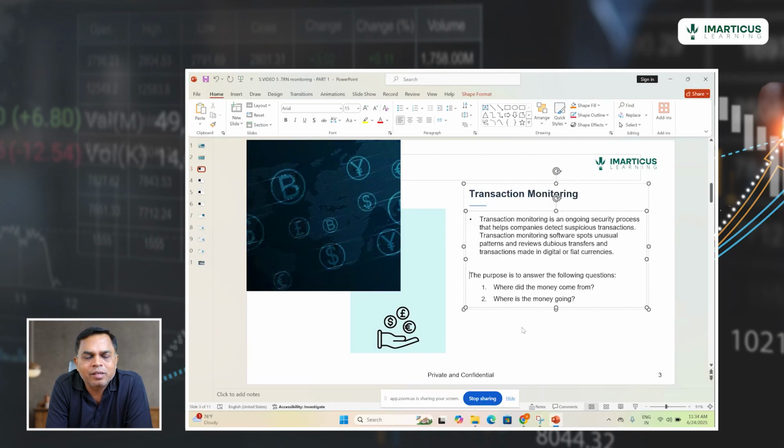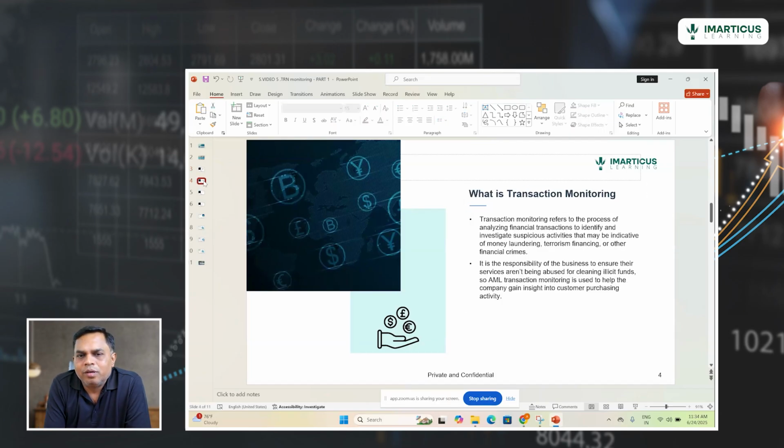A debit is where the money is leaving, meaning money is sent from the account and it is debited. And a credit is any fund or money which comes into the customer account. So these are the two major categories of transaction which need to be monitored. This is about transaction monitoring.